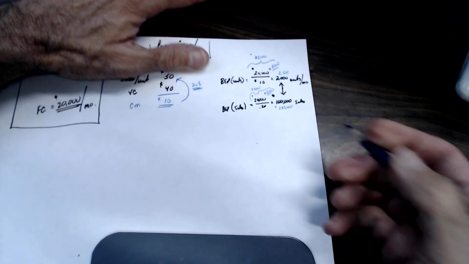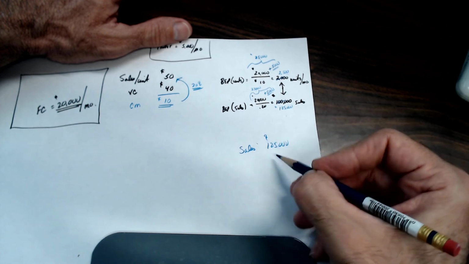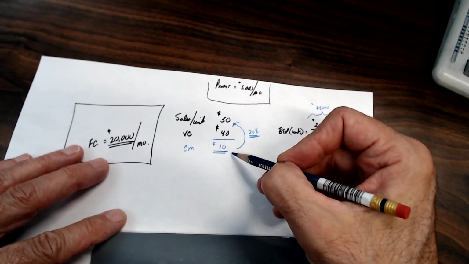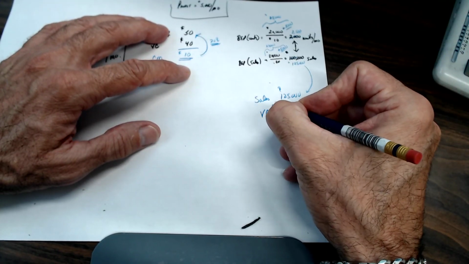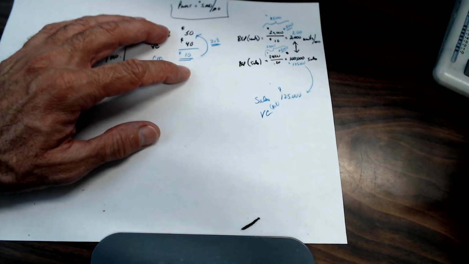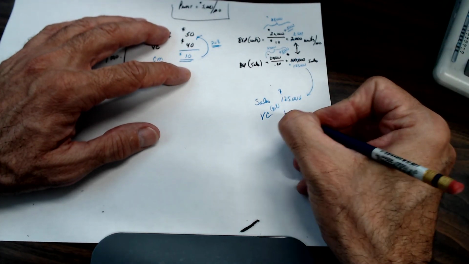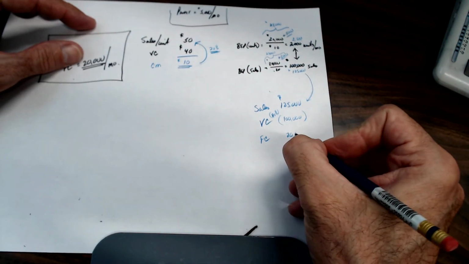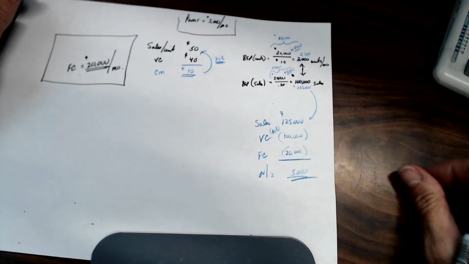Let's prove it. If my sales are in fact $125,000, what will my variable costs be? Well, my variable costs are running 80%. Contribution margin is 20%, so the variable costs are running 80% of 125,000, which is $100,000. Fixed costs are how much? 20,000. What's net income? $5,000. That's my target net income.